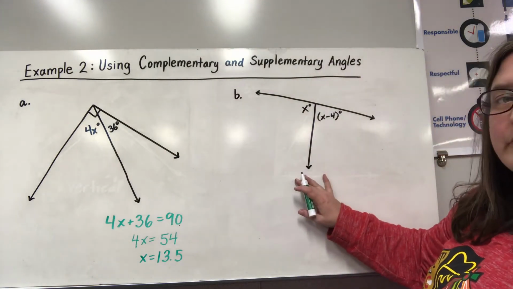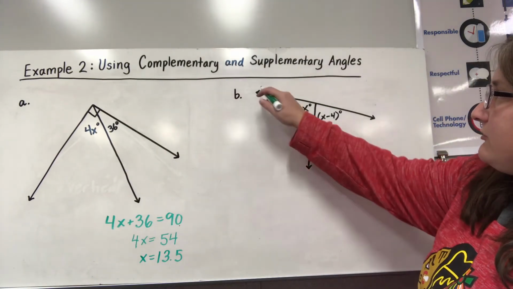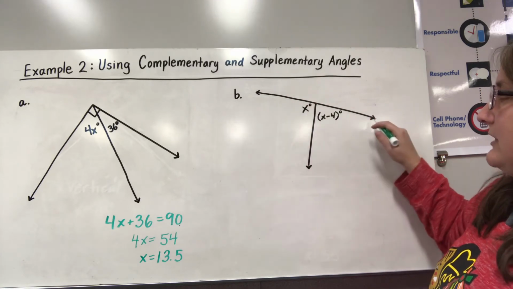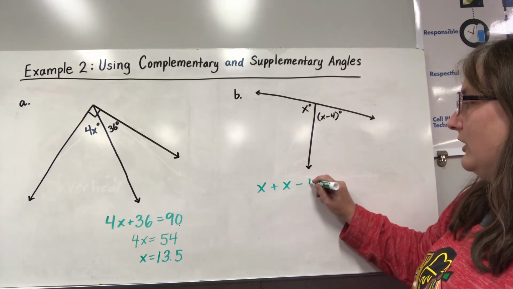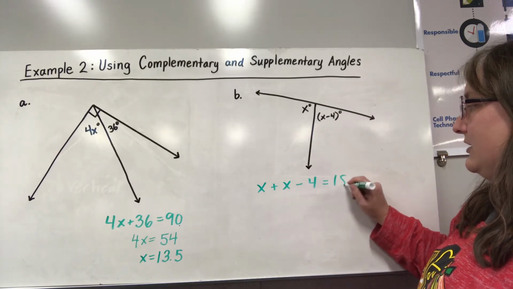Here I have two angles that are supplementary. 180 degrees is a straight line. I see they share this straight line here. So if they're supplementary, they're going to total up to 180 degrees.